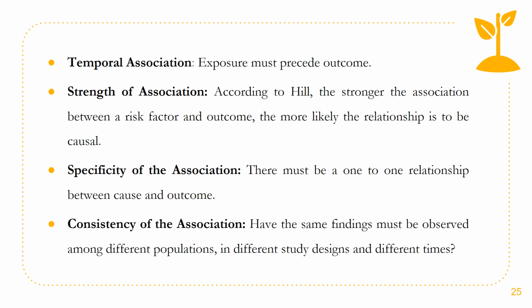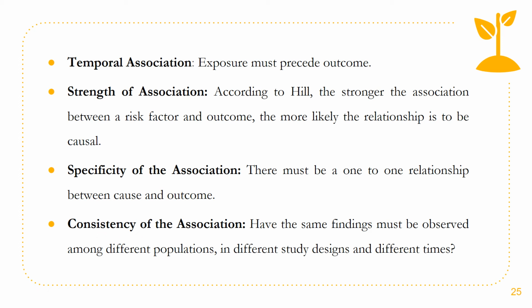That is the strength. And specificity of the association. There must be a one-to-one relationship between the cause and outcome. Definitely, when the calculus is there, definitely bacterial accumulation, then the immunity response, then the attached gingiva and all the cells will be having a response from the bacteria. So loss of attachment will be there, then periodontitis.